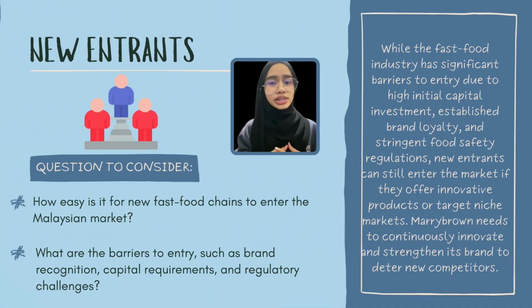How about the suppliers? How many suppliers does Marybrown rely on? Marybrown relies on suppliers for key ingredients such as chicken, potatoes, and other food products. Then, are these suppliers concentrated, or can Marybrown switch to other suppliers easily? If these suppliers are few and have strong control over price, they can exert significant bargaining power. Marybrown can mitigate this by diversifying its supplier base and building strong long-term relationships.